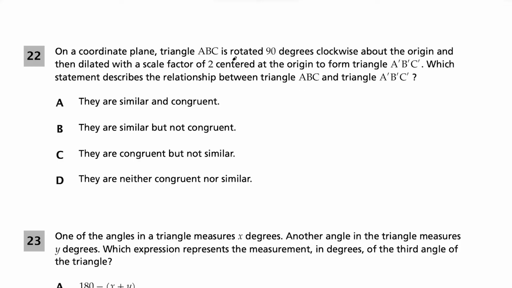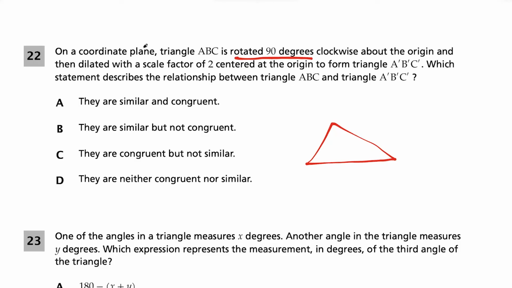Okay, let's pay attention to the two transformations. First, triangle ABC is rotated 90 degrees. If you rotate a triangle, that does not change the size or shape of a triangle. Okay, so rotating has no effect on the original triangle. It just changes the direction that it's facing, but the two triangles would be congruent.